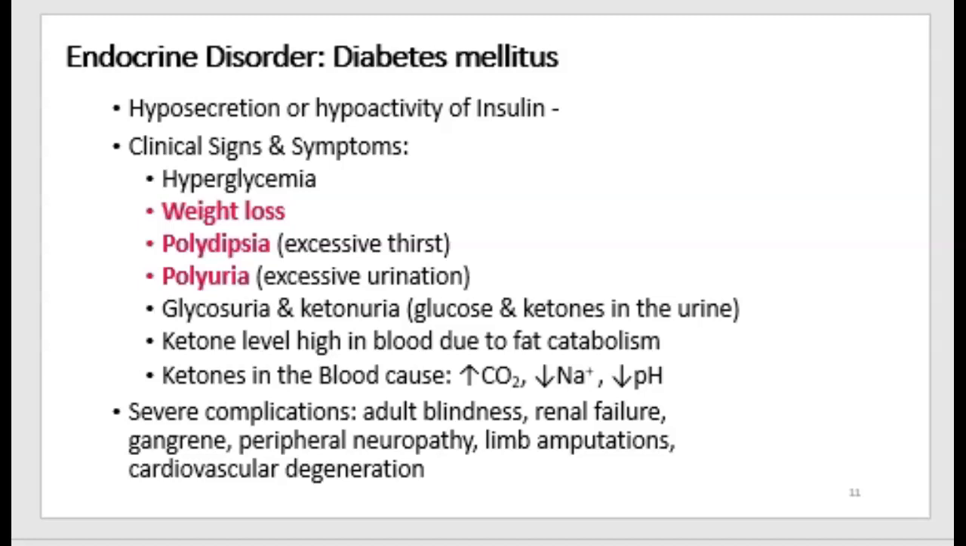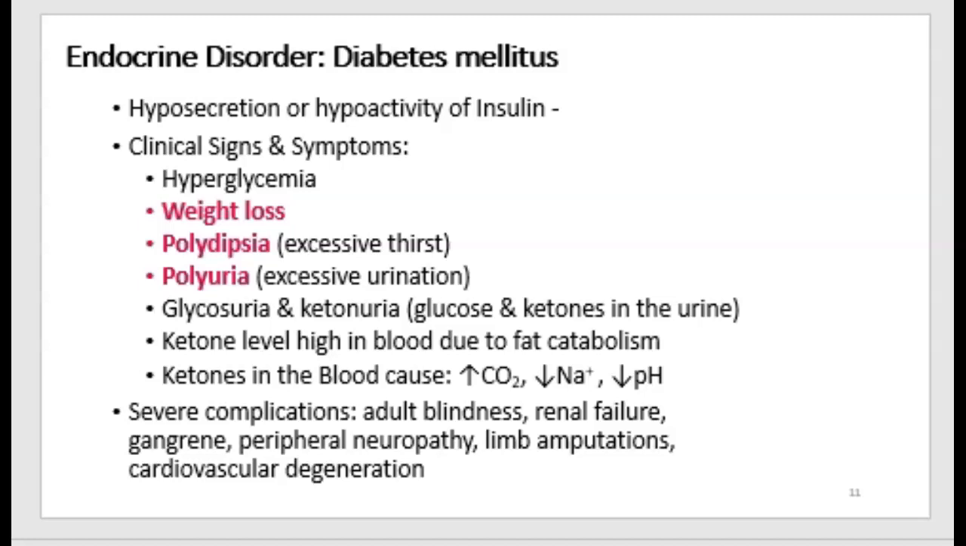Patients with this disorder present with high blood glucose, hyperglycemia, lots of glucose in the blood, but still weight loss. There isn't fat being deposited from the glucose. Instead, there's weight loss. And excessive thirst, which is called polydipsia, and excessive urination, which is called polyuria. In addition, there's high levels of glucose in the urine and high ketone bodies in the urine, and we'll talk about that in a little bit.